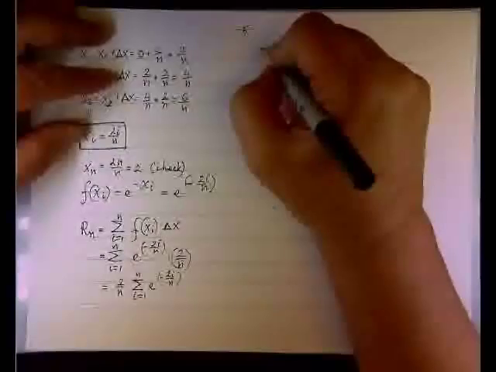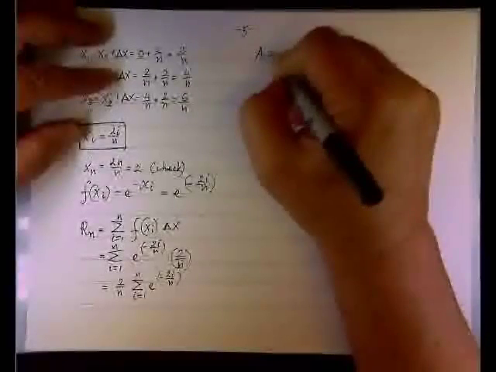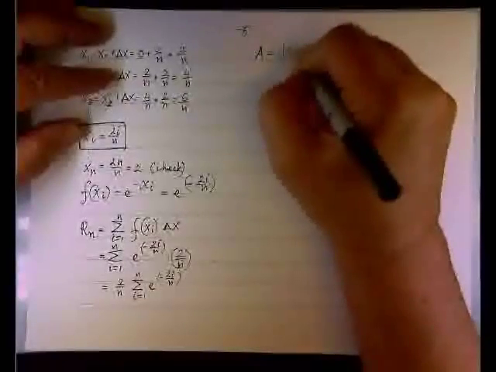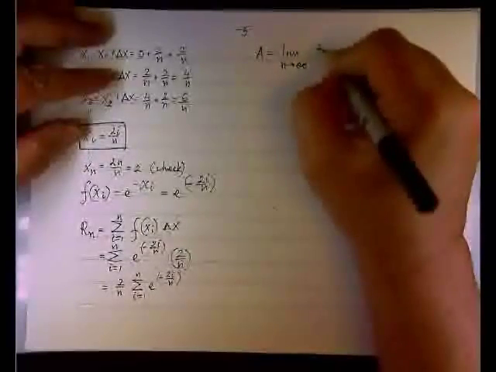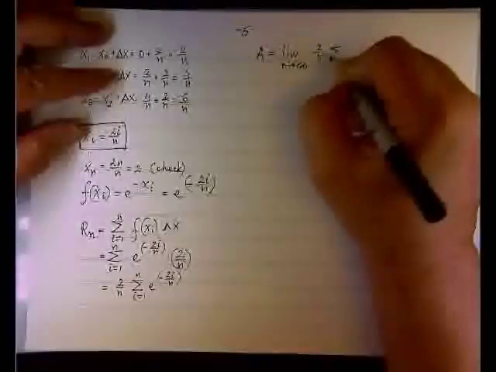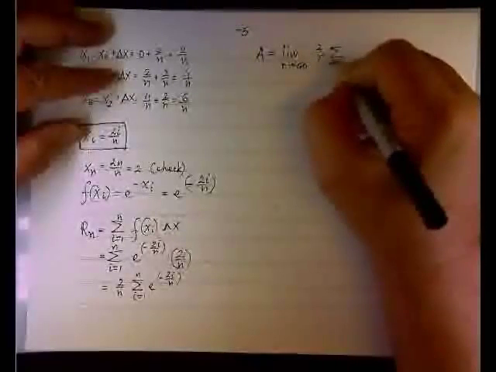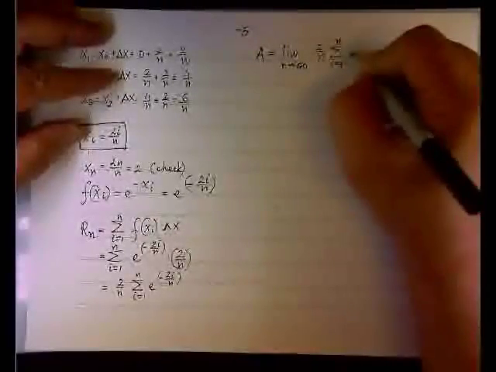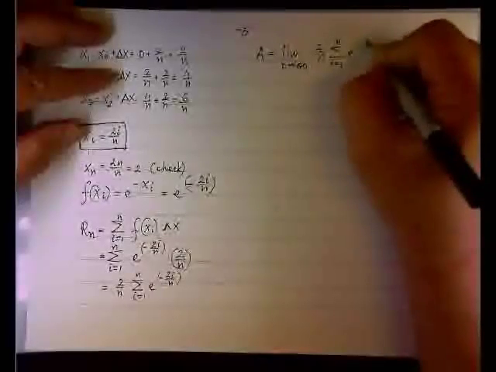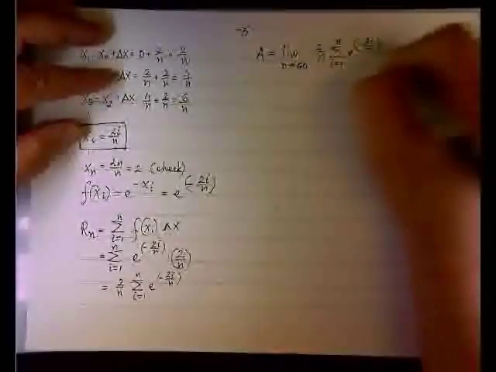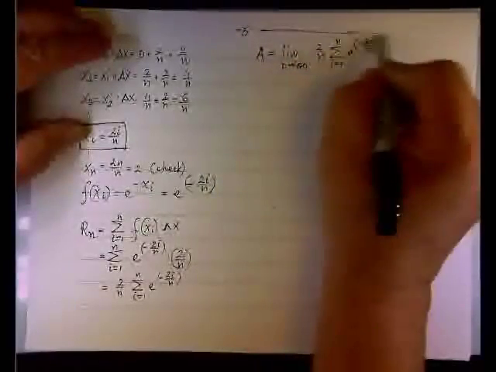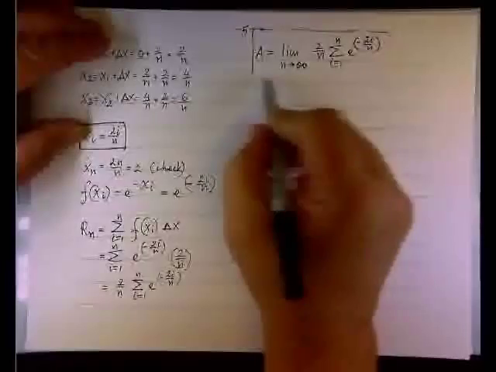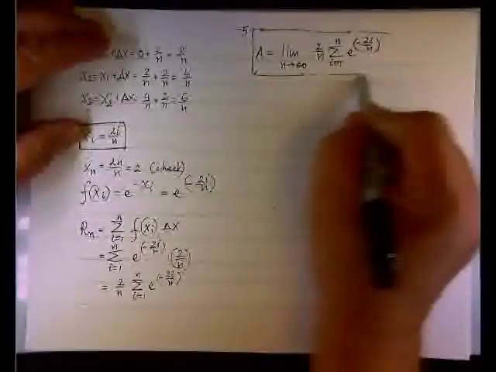What will be the actual expression for the area? Well, the area will be the limit as n goes to infinity of 2 over n times the sum from 1 to n of e to the negative 2i over n. Okay, and this is the answer. This is the expression that we were asked to provide.